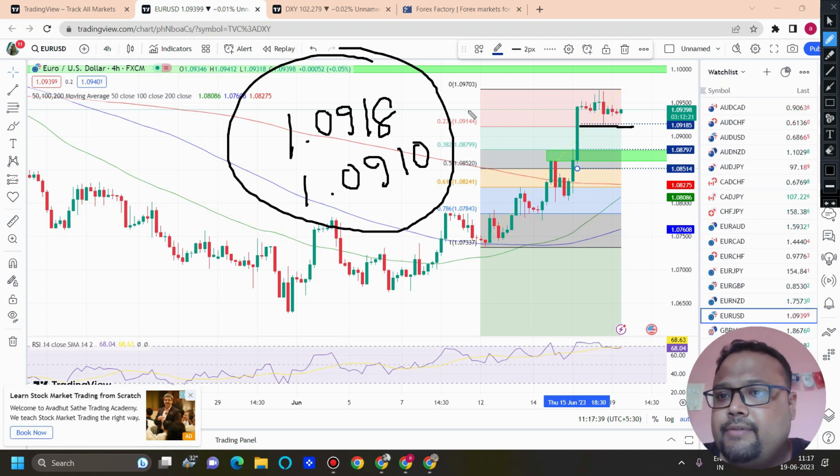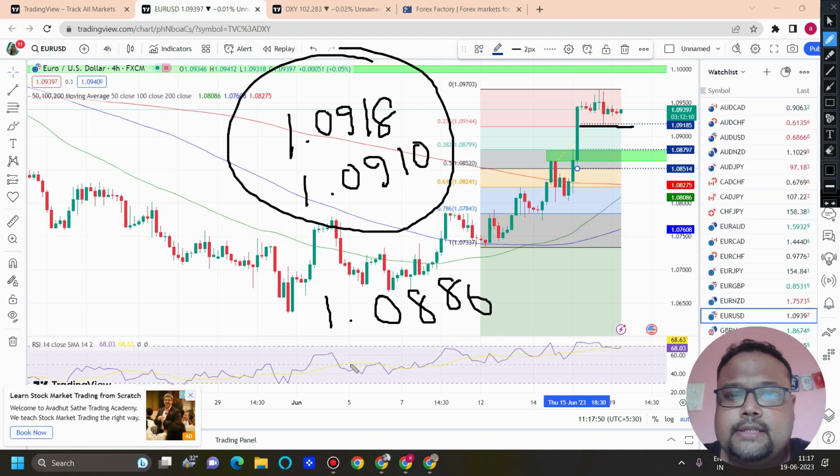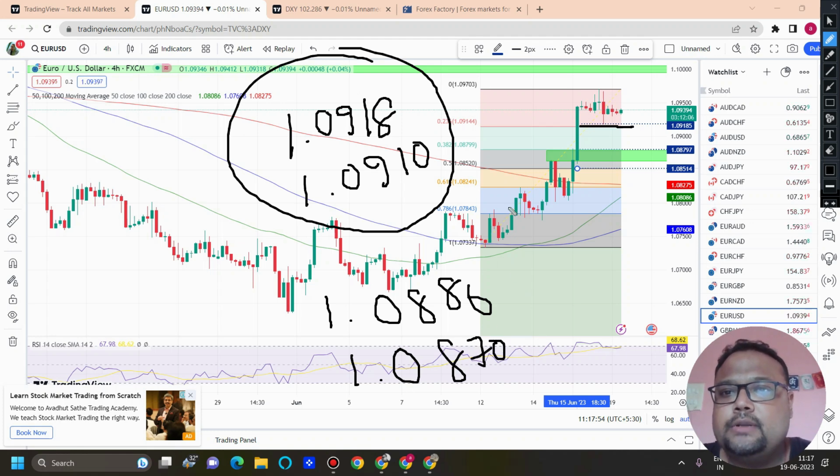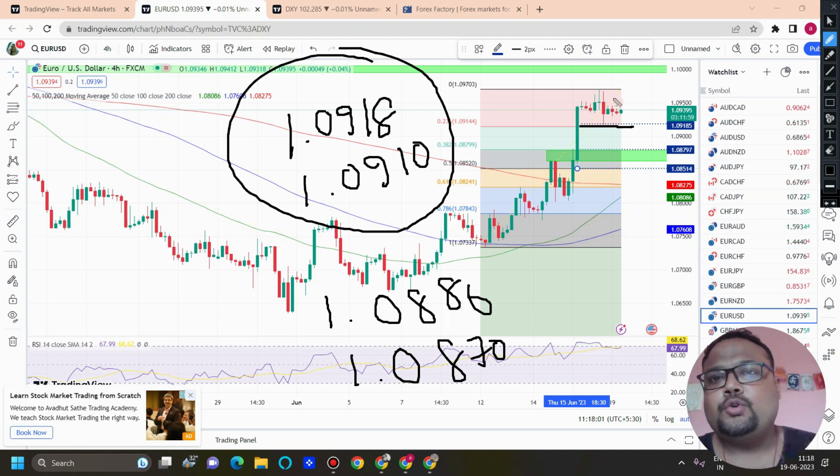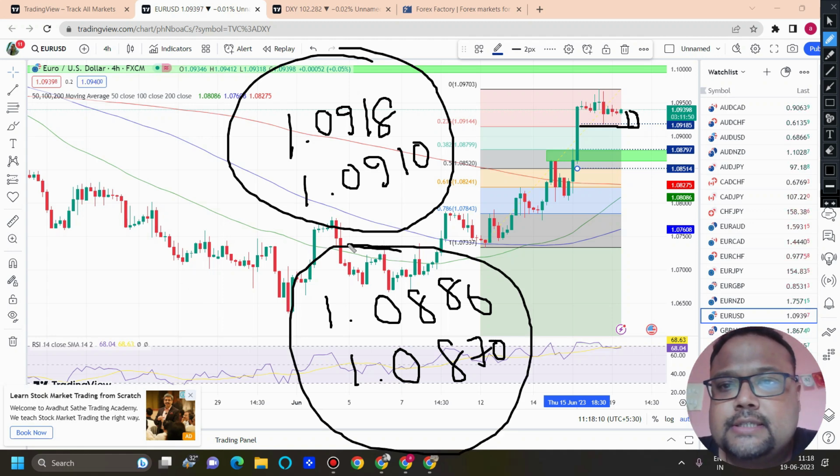So this is the first level in front of us, and the second level will be around 1.0880 to 1.0870. 1.0880 is the second support on the chart of Euro USD. Let's assume that the market shows a big red candle during the European session. Then obviously this level will not work, isn't it? Then you should be focusing on this level here.